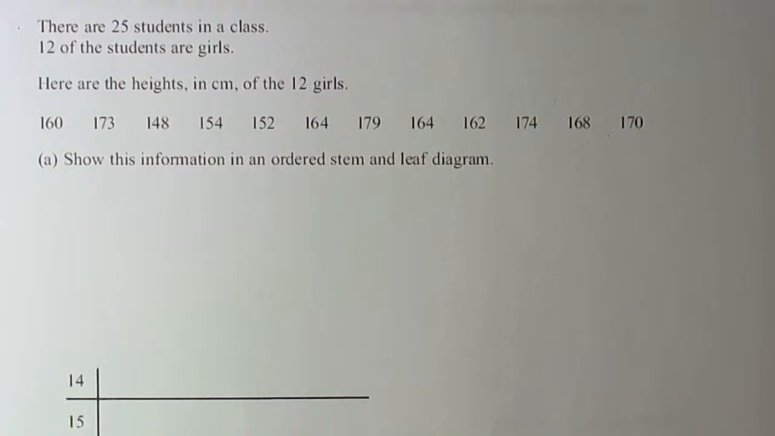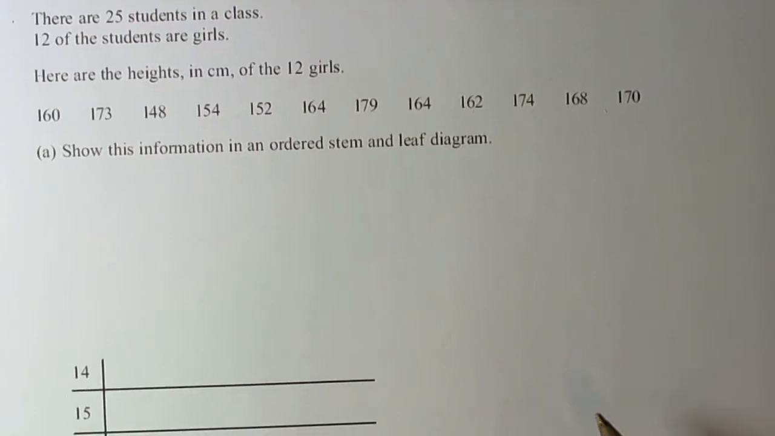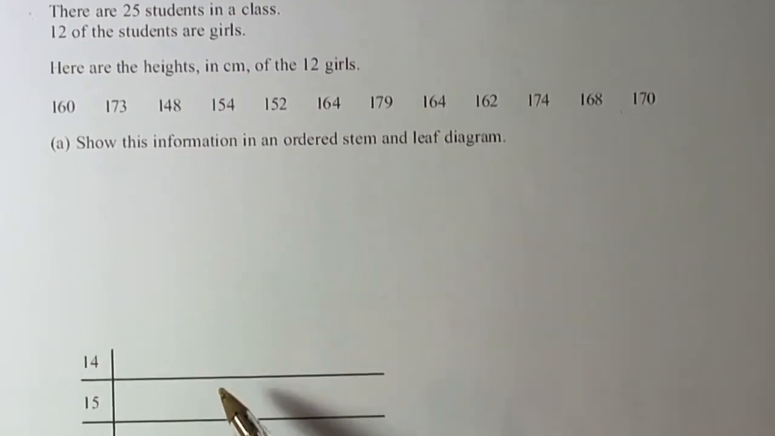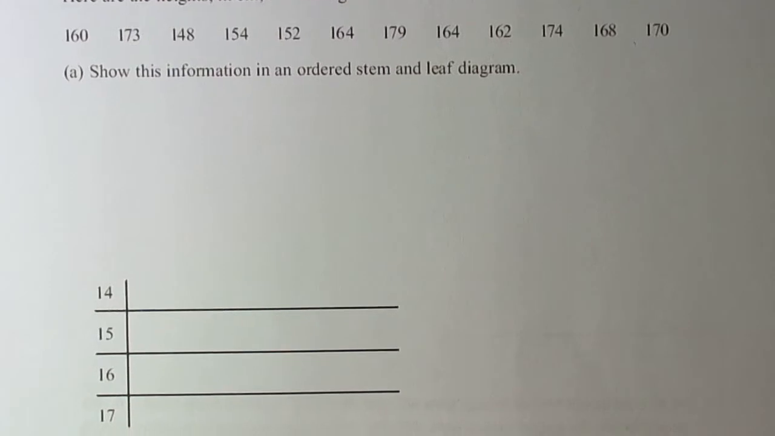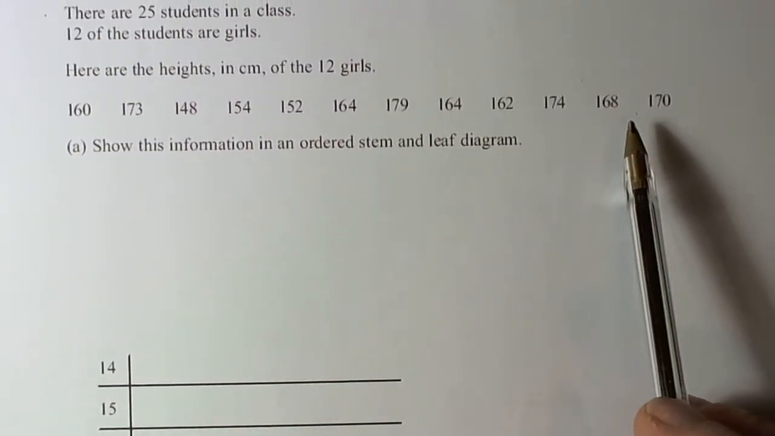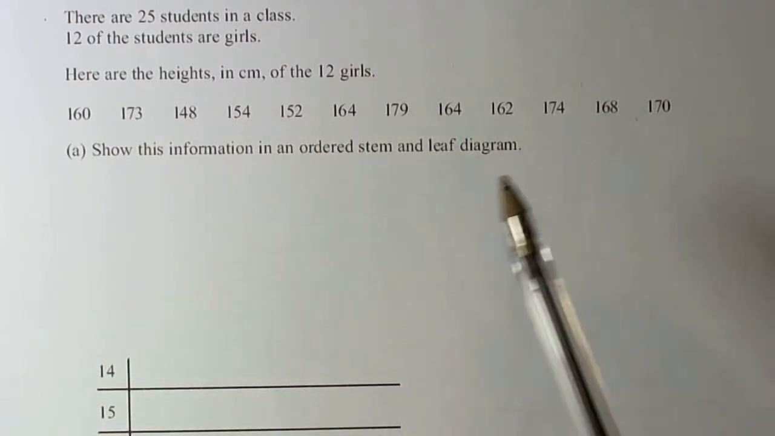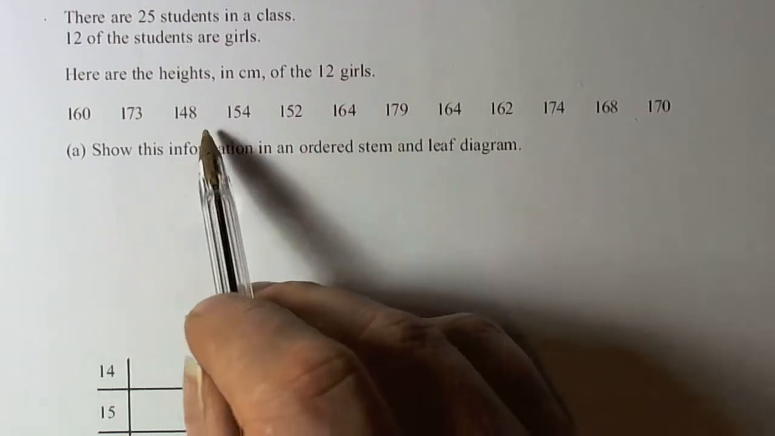So, stem and leaf diagram question that we need to go through. Stem and leaf diagrams allow you to put the information into an ordered table so that you can see the distribution of your data. We've got a set of numbers here for the heights of 12 girls, and they're not in order at the moment, so it might be useful to think of what's happening.